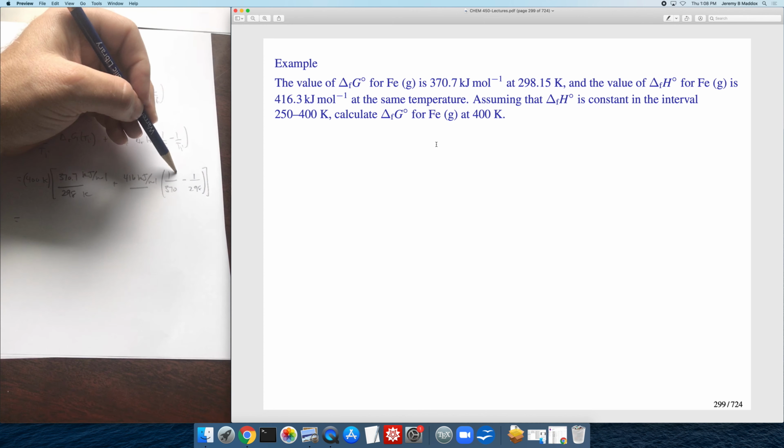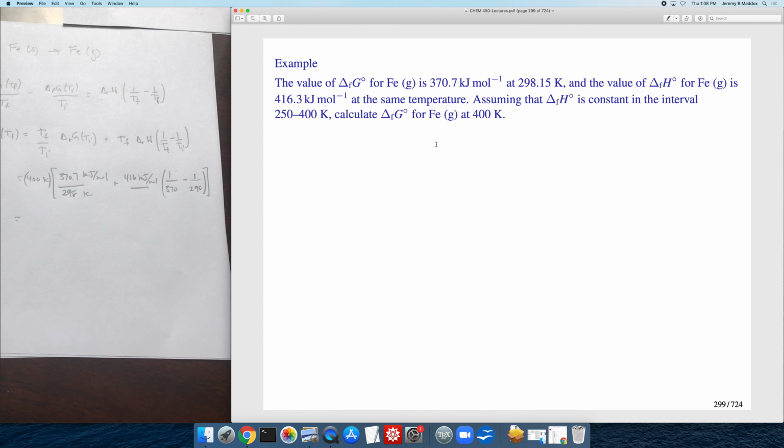So I'm going to start over here and work my way that way. I'm getting 388 kilojoules per mole for the new Gibbs energy of formation at 400 Kelvin. Well, I'm going to go ahead and stop this video here, and we'll start the new chapter in the next one.